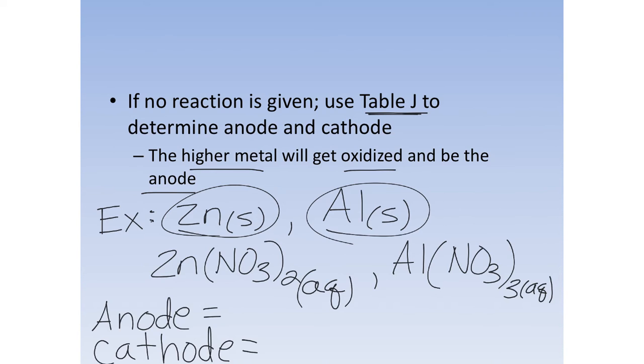Normally you would have the reaction, you would write out the half reactions, and whichever metal is being oxidized would be the anode. The metal associated with the reduction would be the cathode. But if they don't give us the reaction, we look on table J, and whichever metal is higher will be losing electrons easier. Loss of electrons is oxidation. Therefore, whichever metal is higher on table J would be the anode and be getting oxidized. So that would be aluminum, and then zinc would be the cathode.